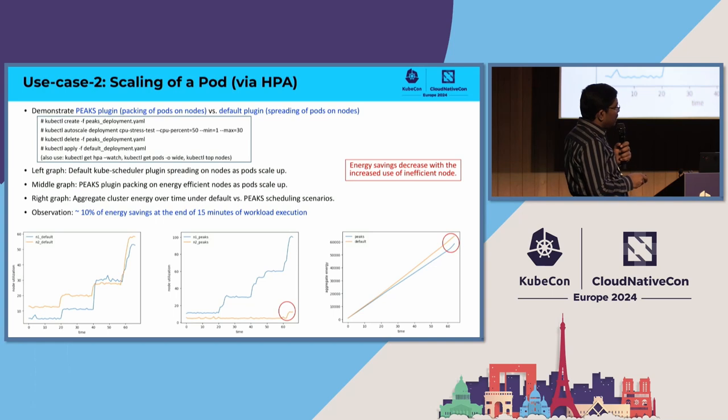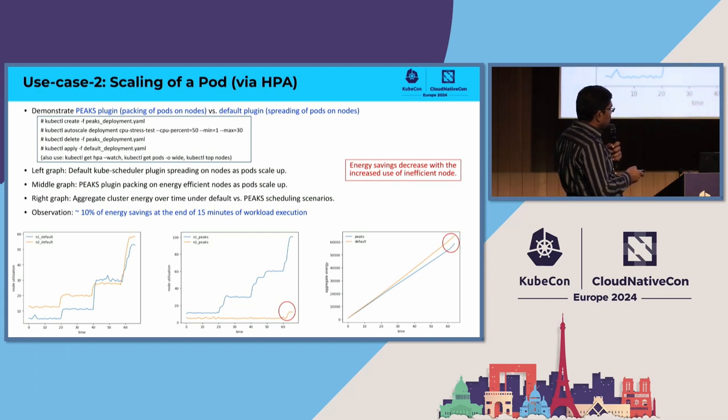Now, compare the energy consumption of the cluster across these two nodes under these two scenarios. The orange line represents the energy consumption using the default scheduler plugin across these two nodes, whereas the blue one represents the energy consumption across both cluster nodes using the PEAKS scheduler plugin. You can see there is a gap between the energy consumption over the period, right? As time progresses, the gap increases. This is because in the default scenario, we are using more resources of node two, which is energy inefficient, hence the gap is increasing.